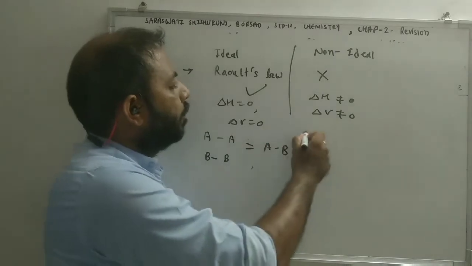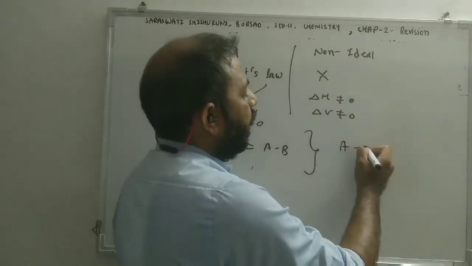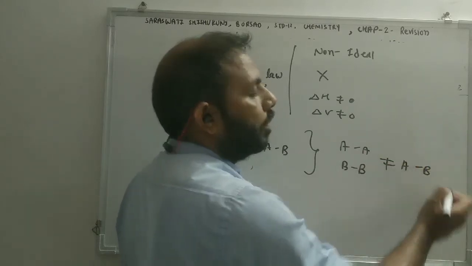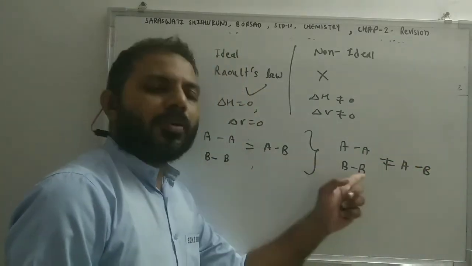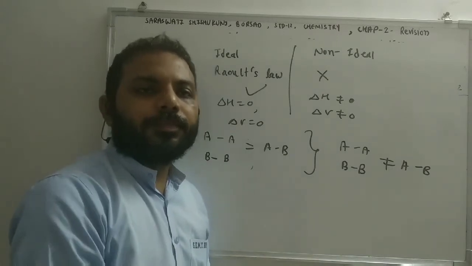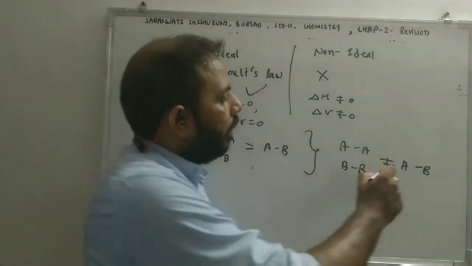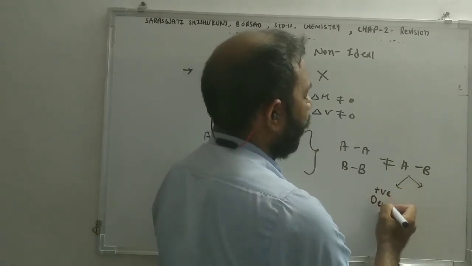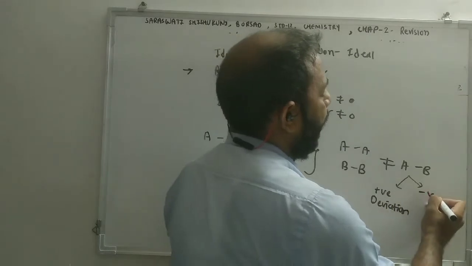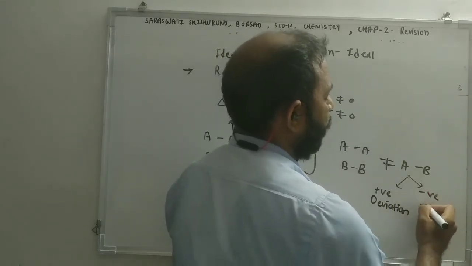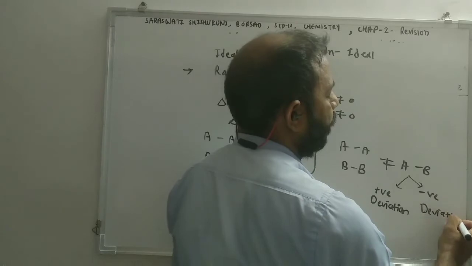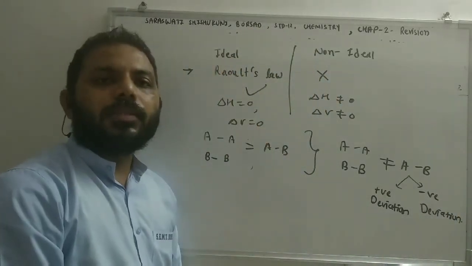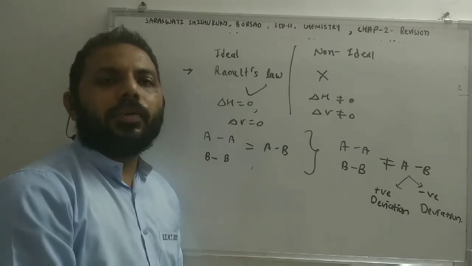Whereas in this case, AA interaction and BB interaction are not equal to AB interaction. Okay, you must be knowing about this. I am only discussing. Then there are two situations: positive deviation and negative deviation. So you need to discuss all these things along with examples. Example of ideal solution and non-ideal solution.